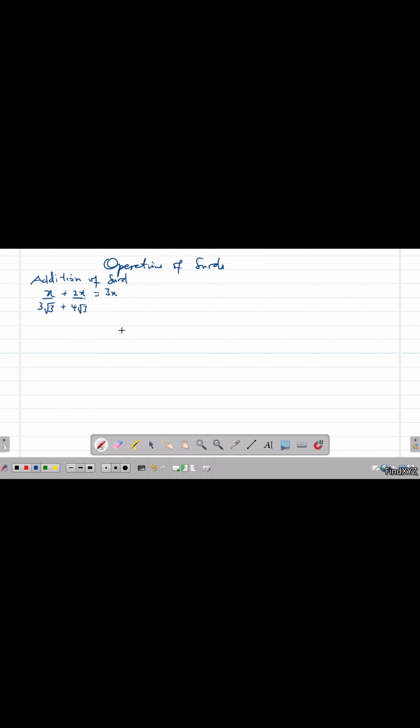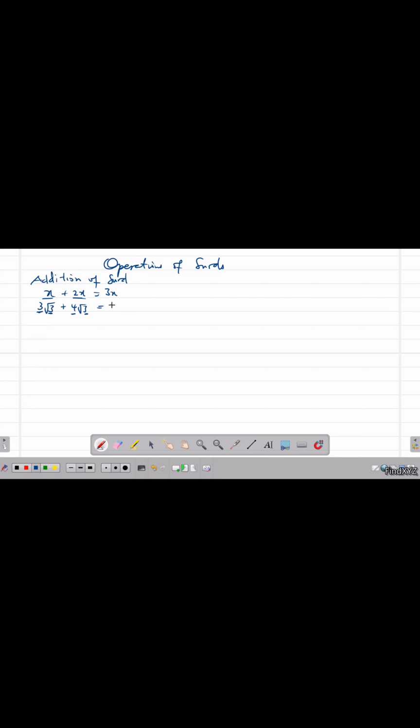Before you can combine two or more surds, they must have the same radicand. Now the radicand is the number under the root symbol. So you realize that this is root 3, this is also root 3. But how many root 3s are here? 3. How many root 3s are here? 4. So we can factor out the root 3, right?